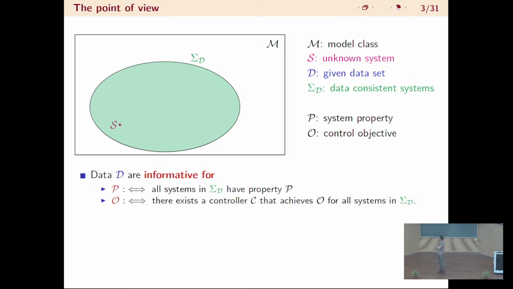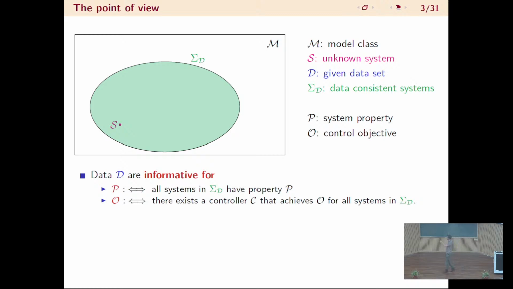What is the reasoning behind this? Suppose that I want to check whether my true system S is controllable, for instance. I can only do that if I know that all systems in this green region sigma D are controllable. Because if there's a single one here that is uncontrollable, in principle that could be the true system. We don't know. We cannot distinguish the true system from any other system in this region sigma D. So if that system is uncontrollable, then I don't know whether my true system is controllable. But if I can verify whether all systems in sigma D are controllable, then of course we know that also the true system is controllable. That's the reasoning.